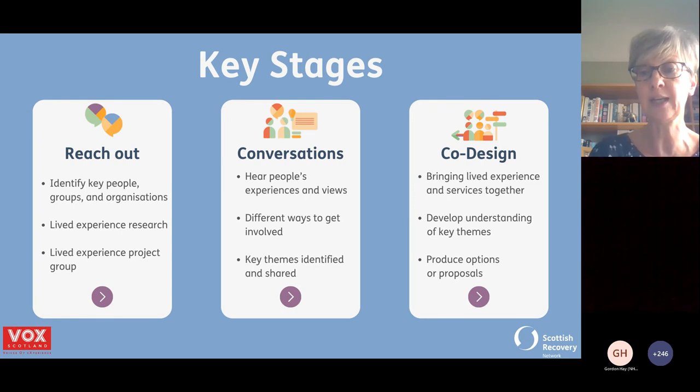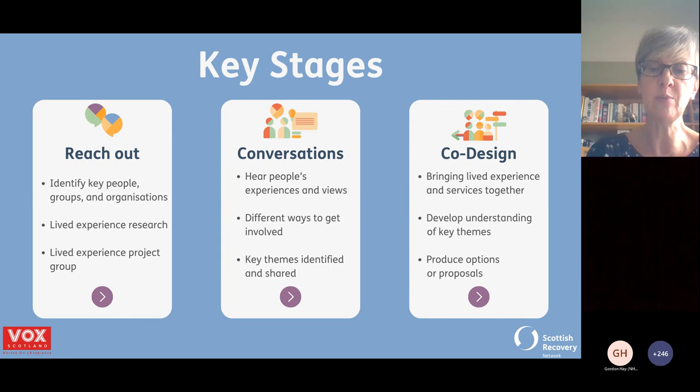And we will be looking at whether online surveys or questionnaires that go out to groups will be important. And finally, we will be working with lots of local groups to help them gather feedback and gather what's important to people from their own groups. So there's going to be a whole programme, and some of it we will run ourselves, some of it we will support other people to do. Coming out of that, we'll identify key themes and share them.